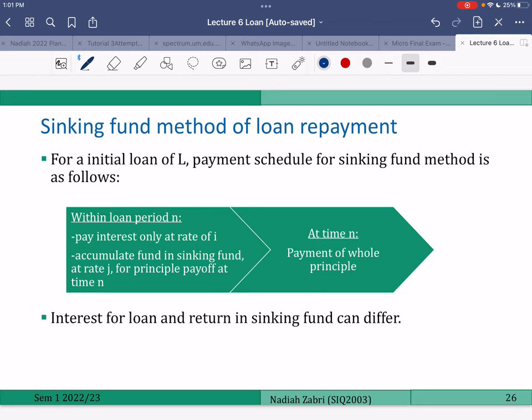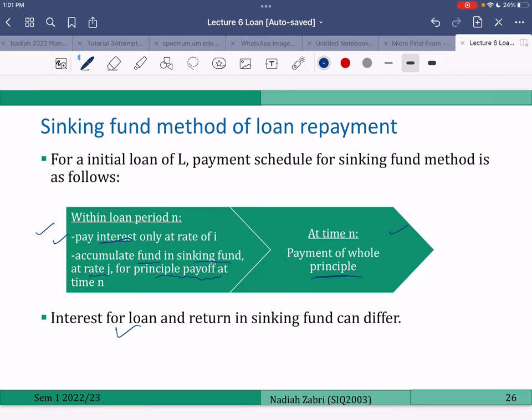Within the loan period, you will only pay interest, and then you will accumulate the remainder of your payment in the sinking fund at the rate of J. Your principal payoff will come from the sinking fund. At time n, you take the amount in your sinking fund to pay off your whole principal amount.